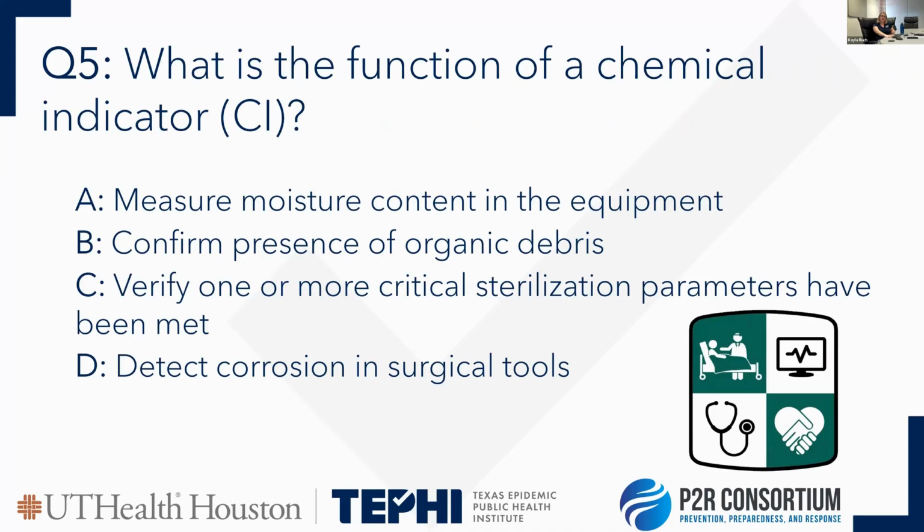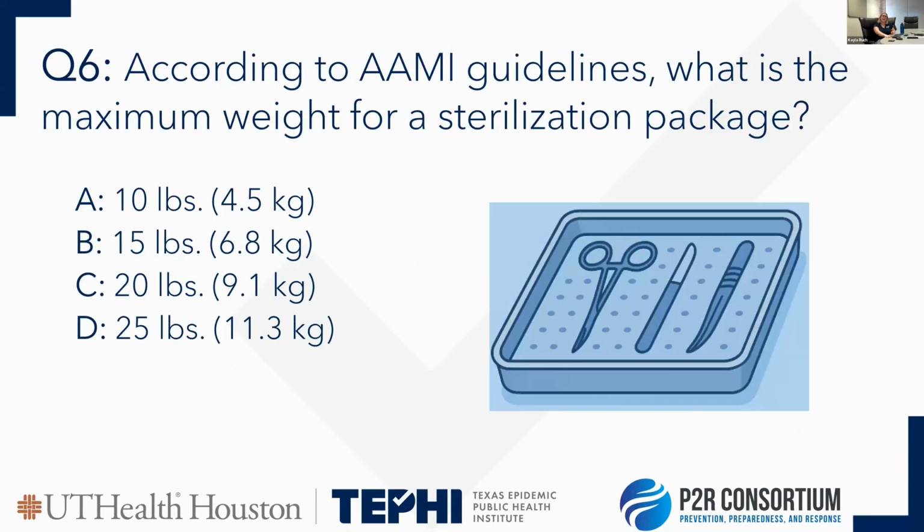Question 5. What is the function of a chemical indicator? Is it A, to measure moisture? B, to confirm presence of organic debris? C, verify one or more components? Or D, detect corrosion on surgical tools? Great. Yes, it's C. It would be great if we had another indicator to detect corrosion, but we don't. And then B is our biological indicators. That's what those are used for.